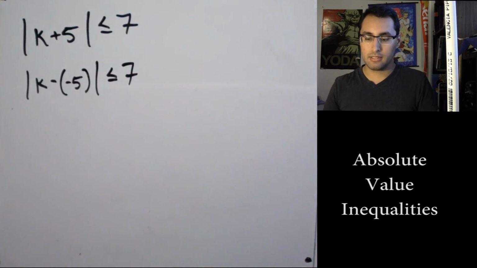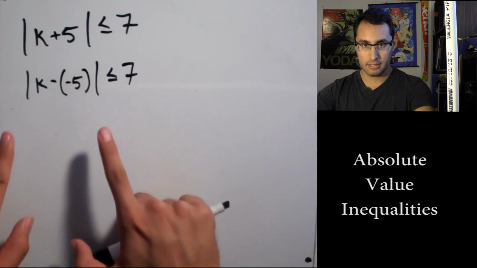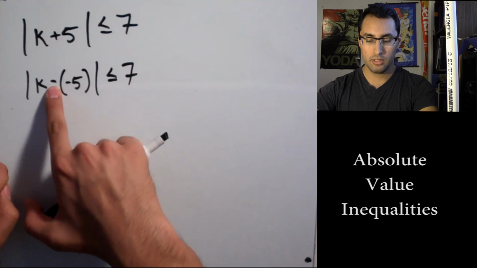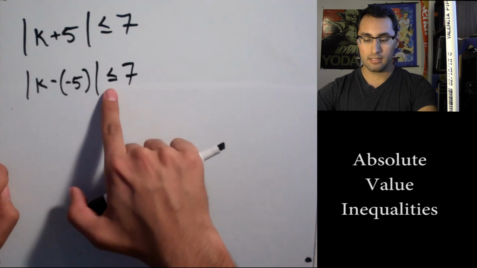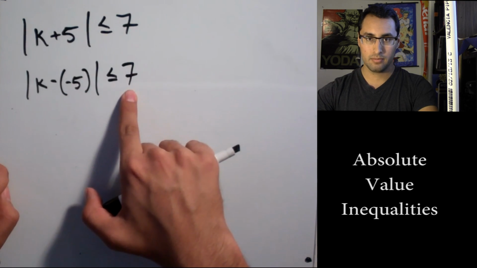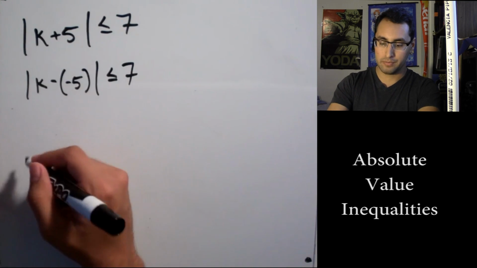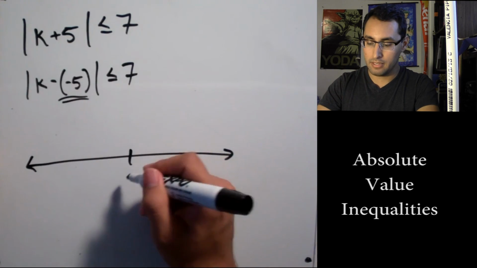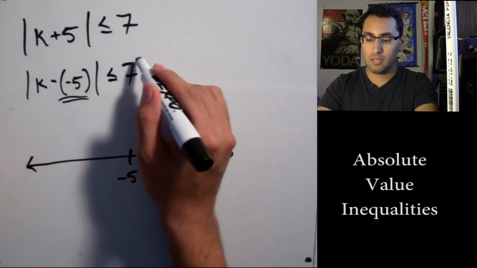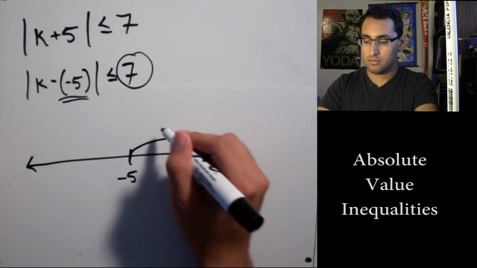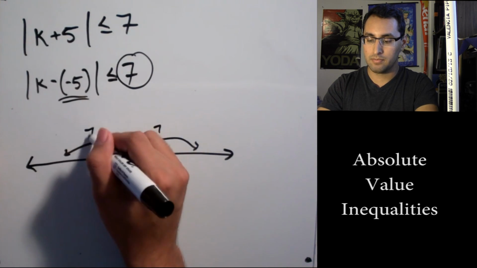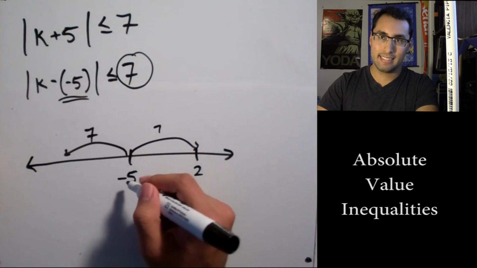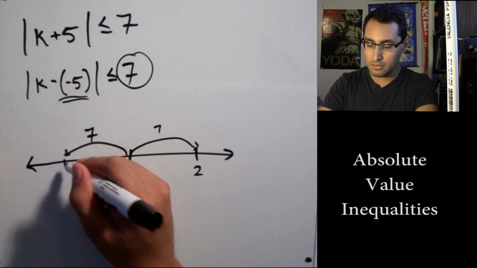Okay, let's read this. Absolute value represents distance. This says the distance from a number to negative 5 is less than or equal to 7. I'm just going to graph it for this one. Where do I begin? I begin at negative 5. How much am I moving? I'm moving 7, 7 to the right, 7 to the left. If I go 7 to the right, that gives me positive 2. 7 to the left, I believe that's negative 12.